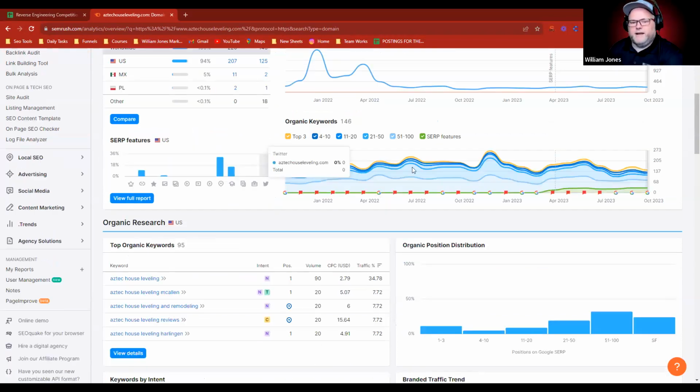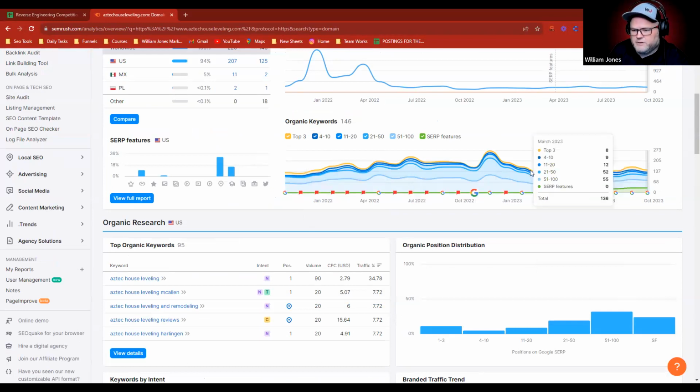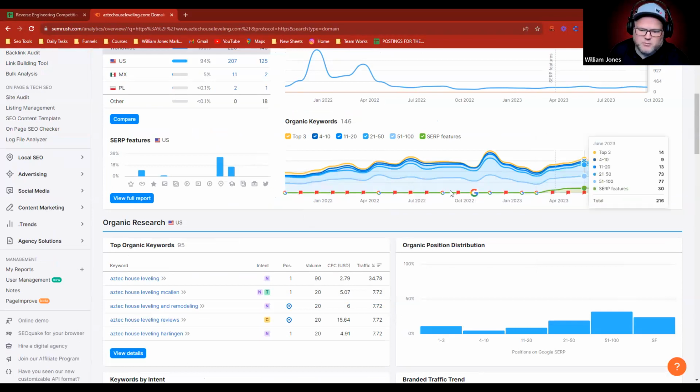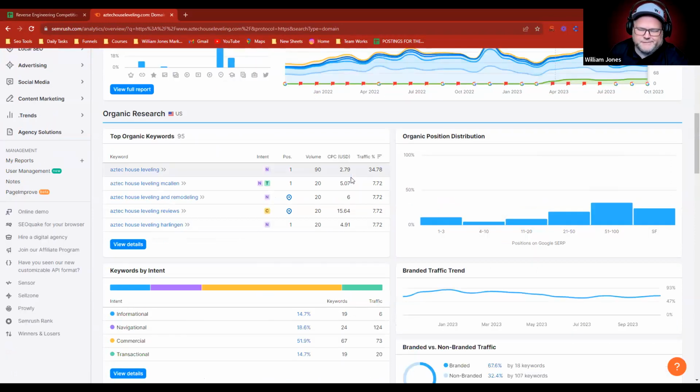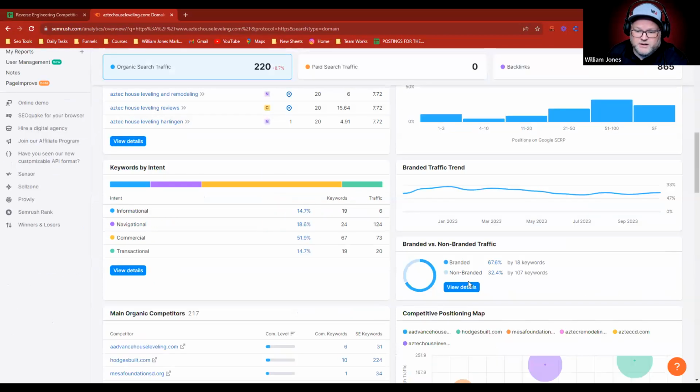And then you have their organic keywords, which have been kind of up and down and really dropped in March. And now it's kind of just, blah. It's not like it's crazy or anything. Top organic keywords. You see a problem here, but this is a good thing: most of their keywords are branded. If I look down here, branded versus non-branded, non-branded being keywords like, let's just say, house leveling. Okay. Most of their keywords are going to be branded. All right. That's something you do want, but you don't want all your keywords to be branded.